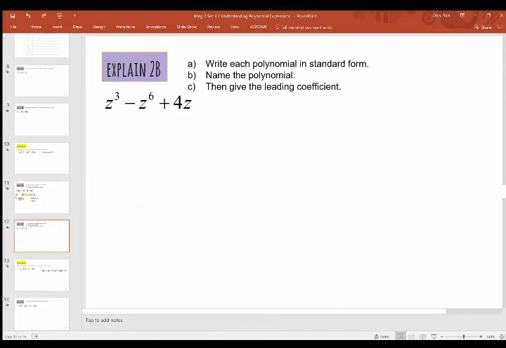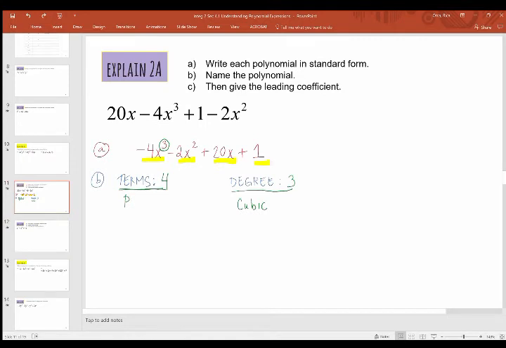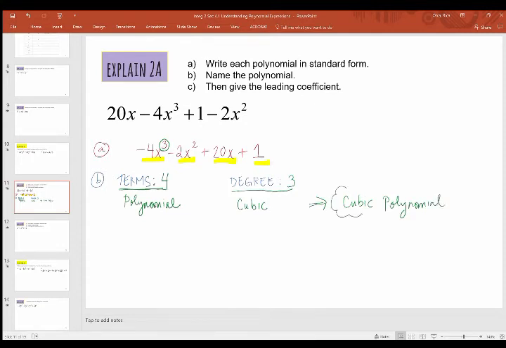Which means that the name of this polynomial is a cubic polynomial. So you want to start off with the degree followed by the name of the term. Now let's look at part C.